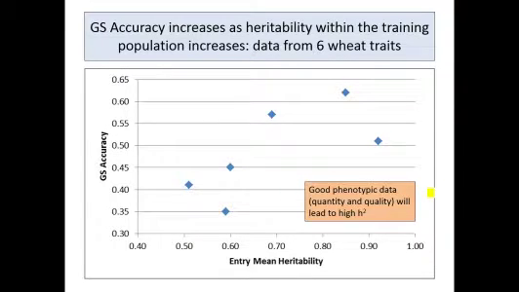So one thing we have learned about genomic selection is that if the heritability of the phenotypes from your training population is low, then the accuracy of genomic selection will also be low. And that's shown here in data from one of my studies in wheat with 6 traits. What we see here is very distinct: if we have high heritability, we have high accuracy, and as we have lower heritability, we have lower accuracy. Almost every study shows exactly the same thing. It certainly shows that good phenotypic data, quantity and quality, will lead to high heritability and therefore higher accuracy of genomic selection.